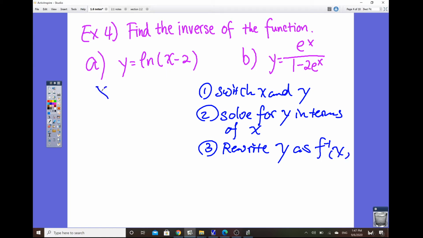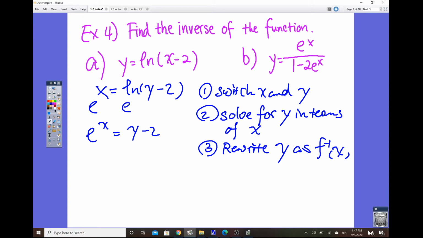So we swap the variable first. So we do have x equals natural log of y minus 2. And now from here, we want to solve for y. And for those who might be wondering, can I distribute that natural log sign? There's no such property for this. So what you need to do, you want to take the base e on both sides. So e to the power of x, so that equals y minus 2.